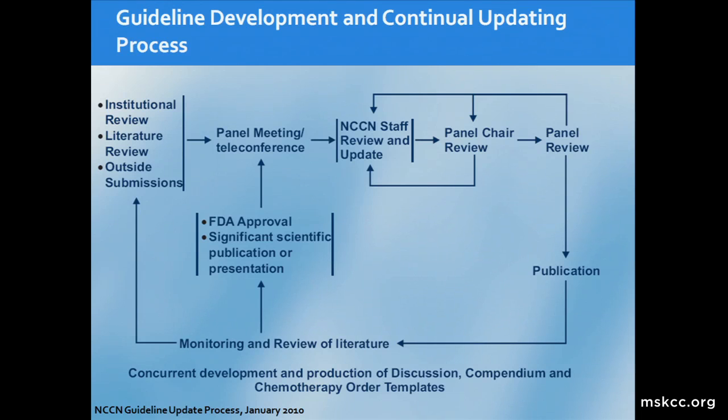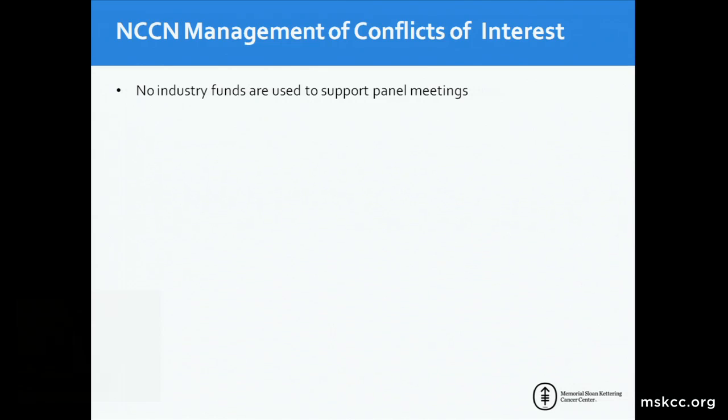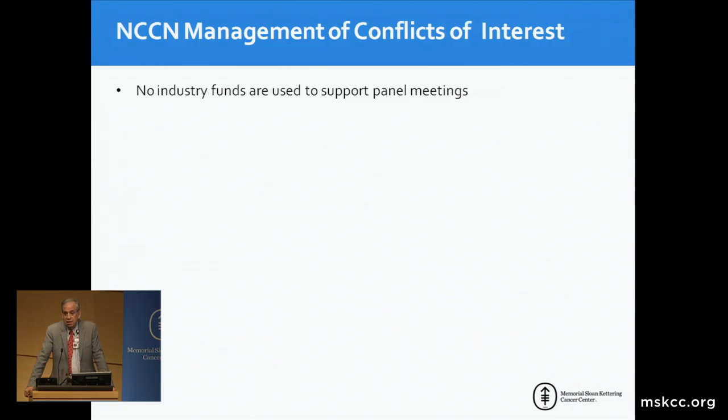so if there are, say, 17 lymphoma doctors at an institution, I don't know what institution I'd be talking about, then multiple people have an ability to get eyes on the guidelines and make suggestions, and then the whole process starts again. Conflict of interest is really a major problem, and so no industry funds are used.